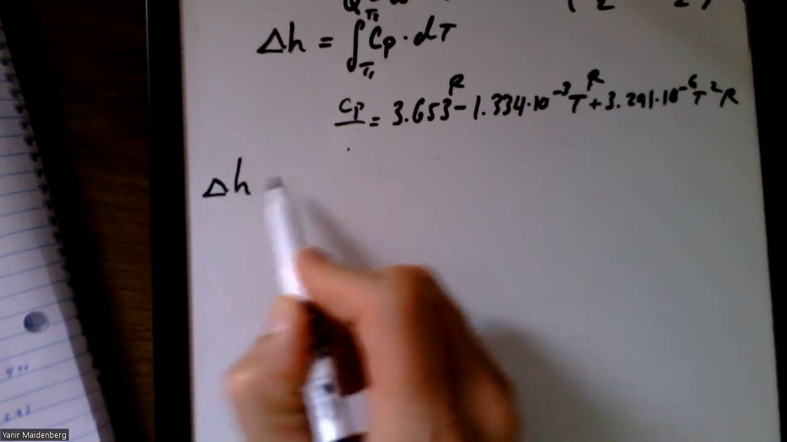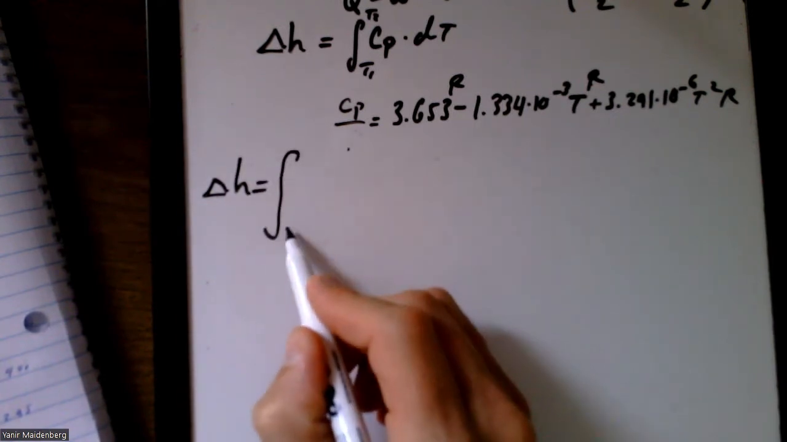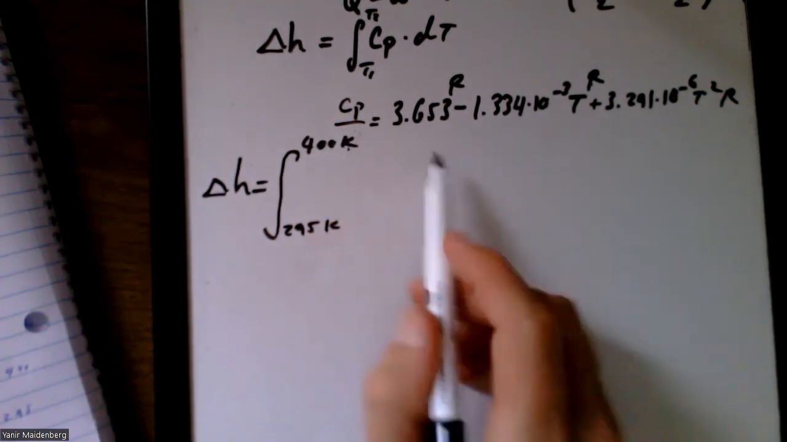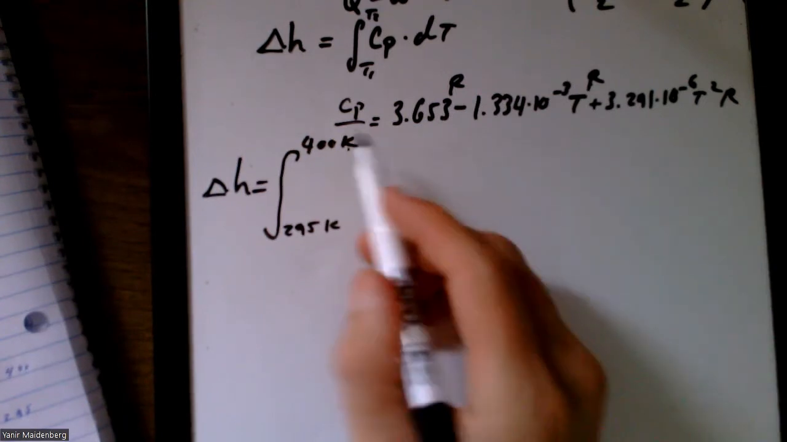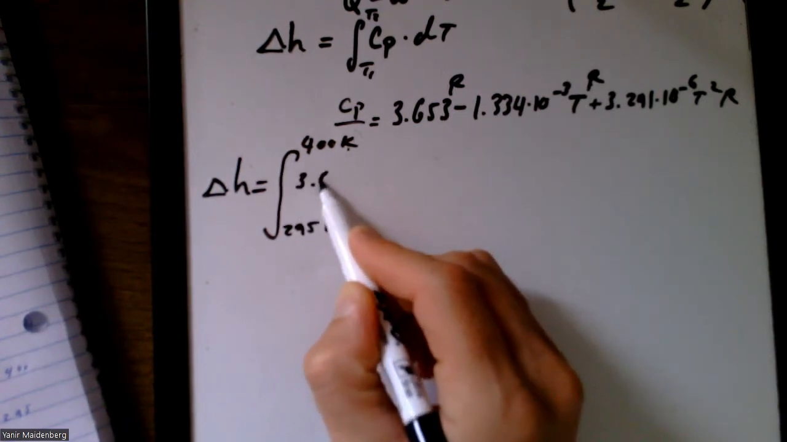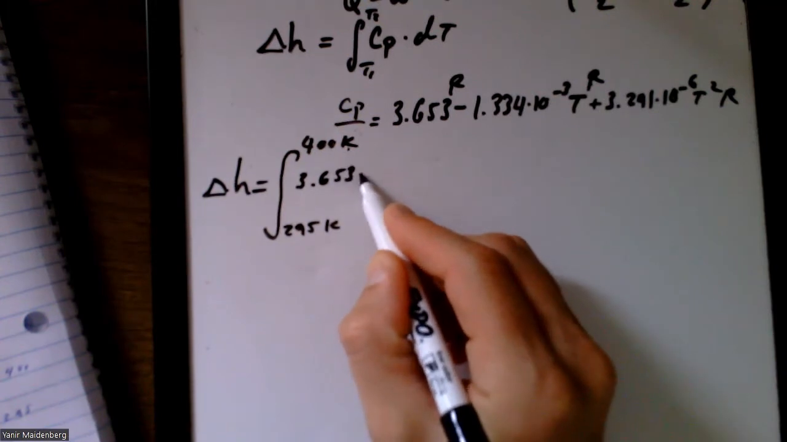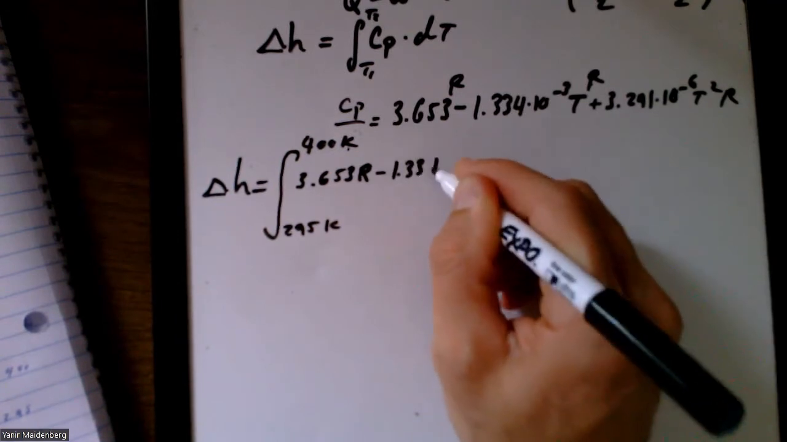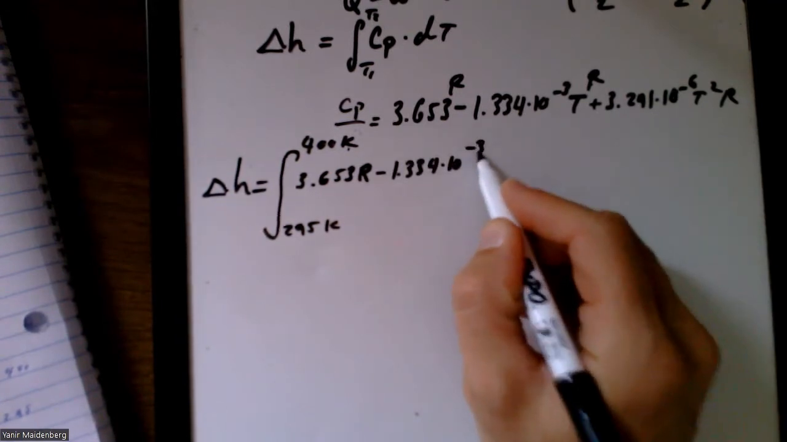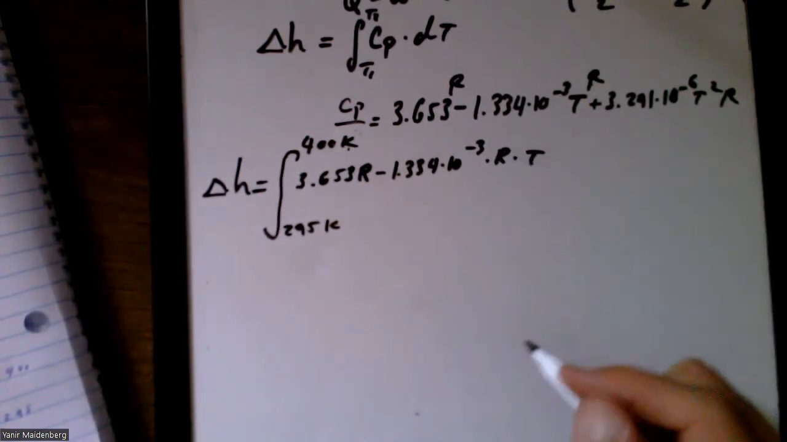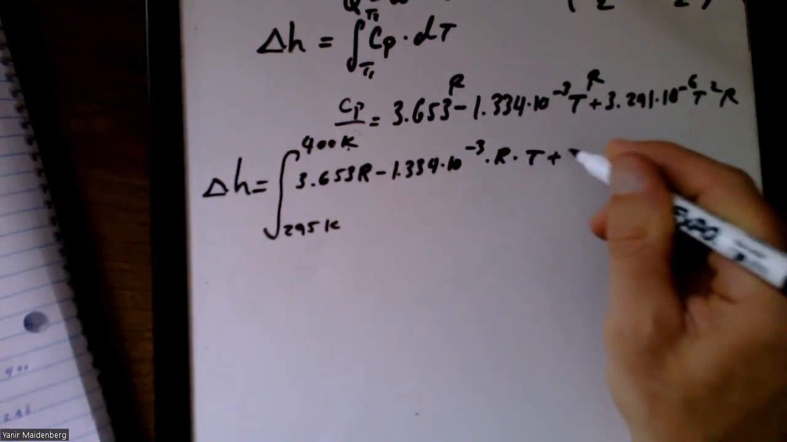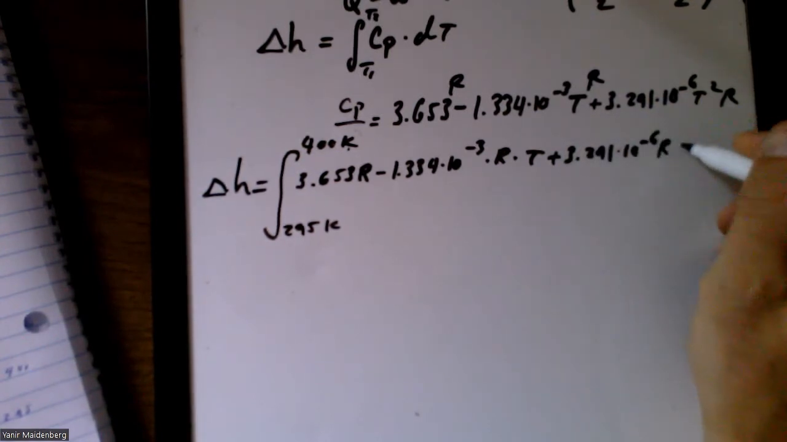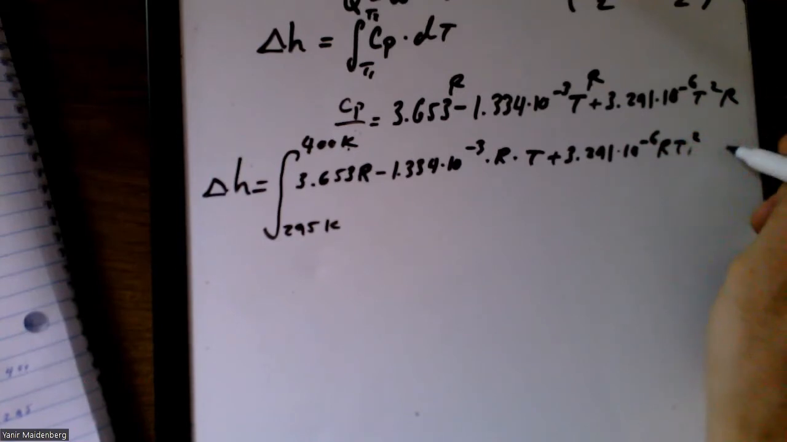And I start with a temperature of 295 Kelvin to a temperature of 400 Kelvin. And I'll just basically write that in here. So I'm going to get 3.653 R minus 1.334 times 10 to the minus 3 times R times T plus 3.291 times 10 to the minus 6 R T squared. And this entire thing is dT.